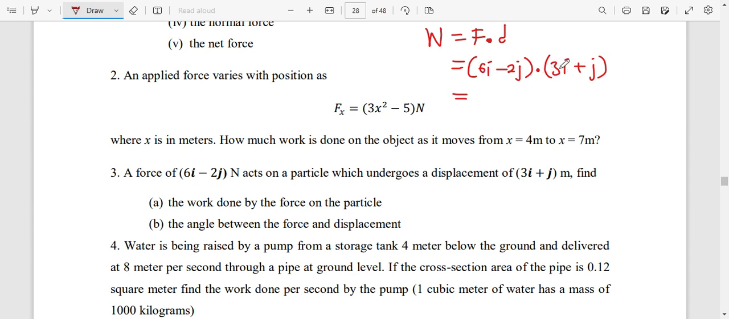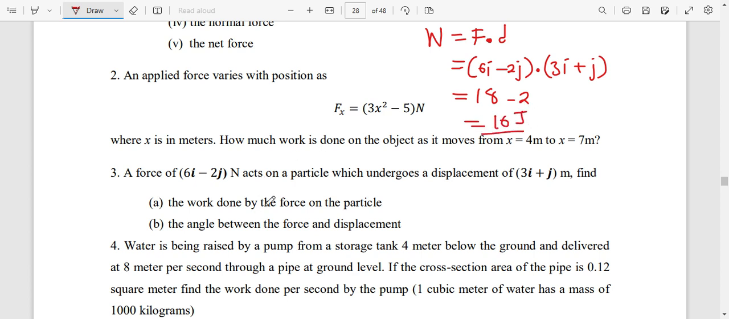So 6 times 3, you just multiply coefficients because i times i is 1. i times j on the dot product is 0. That's why you don't multiply those which are different. So 6 times 3 is 18. Negative 2 times 1, which is the coefficient of j, is negative 2. Meaning that the work done here is 16 joules.